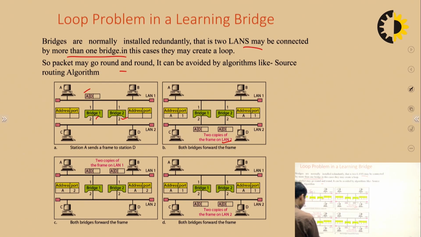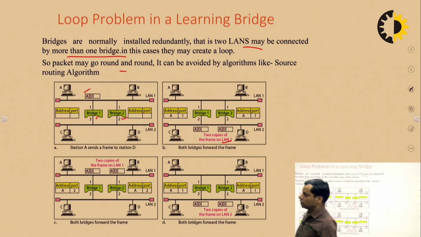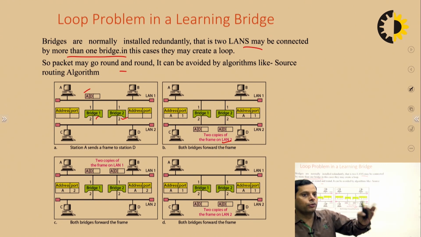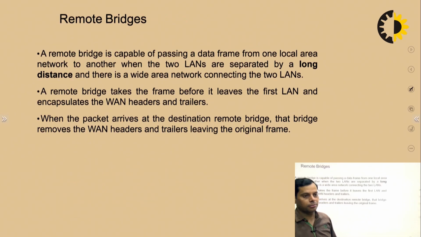So what is going on here is that the two bridges are not able to identify the exact position of the LAN. In that form, a loop will be created. The frame keeps moving between LAN 1 and LAN 2, so it is not able to get the actual identification. This is the loop problem in the learning bridge, and learning bridge means transparent bridge.